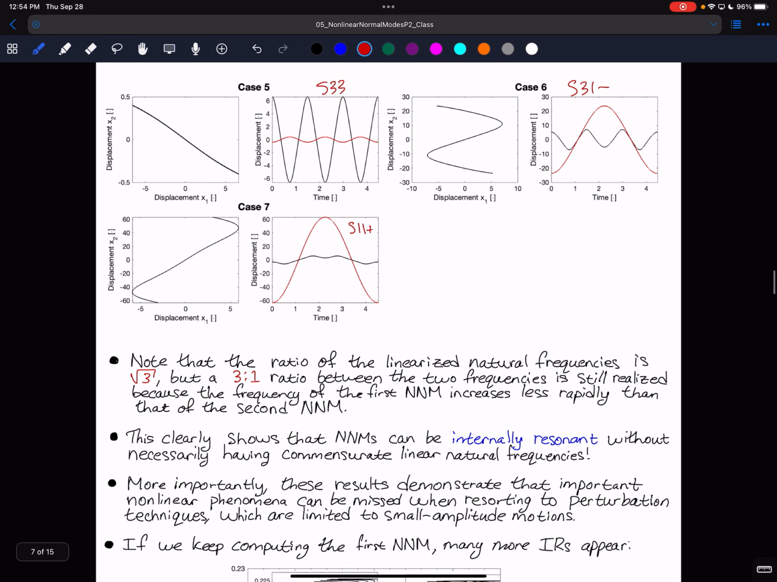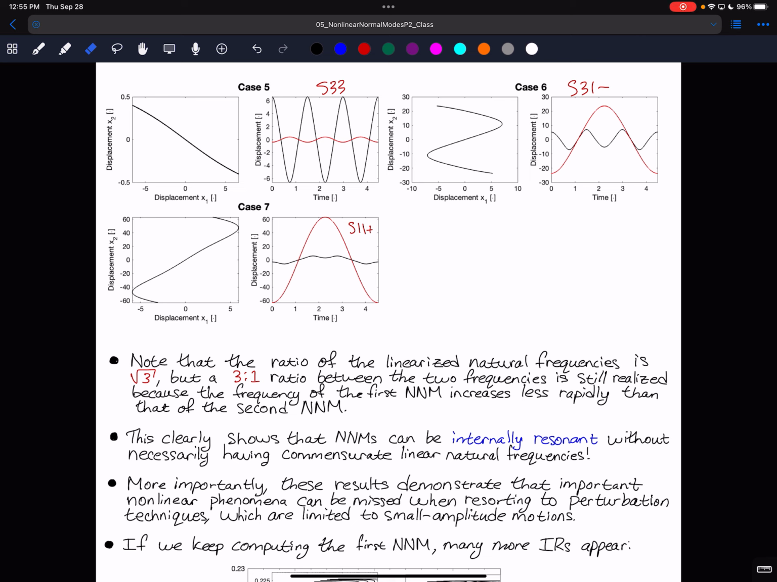A key thing here is that this shows that the NNMs can be internally resonant without necessarily having commensurate linear natural frequencies, which was the underlying requirement when we looked at internal resonance in multi-degree-of-freedom systems using method of multiple scales, which was for weak nonlinearity. Here we're looking at strong nonlinearity. So strong nonlinearity allows for internal resonance between NNMs regardless of what their linear natural frequencies are.